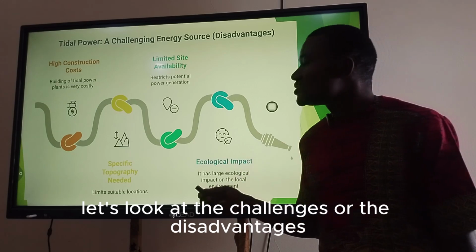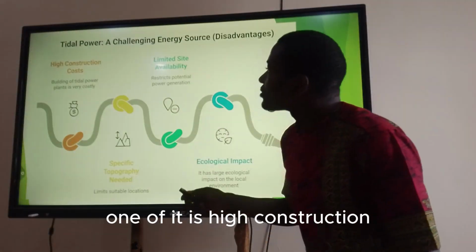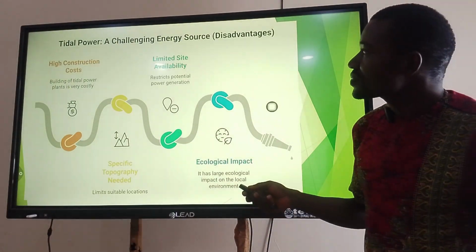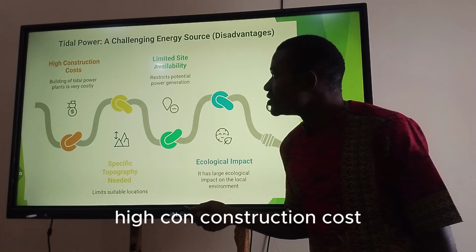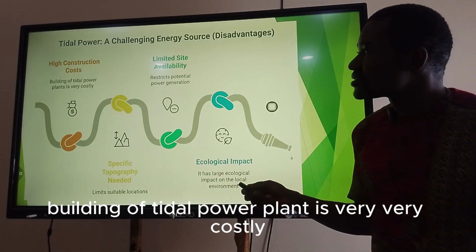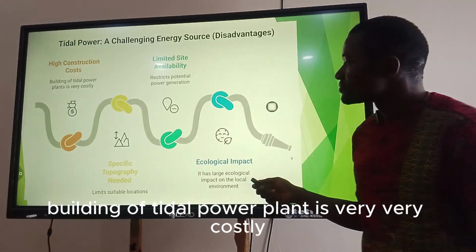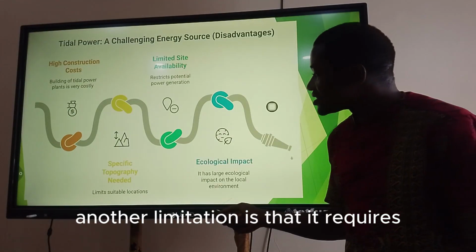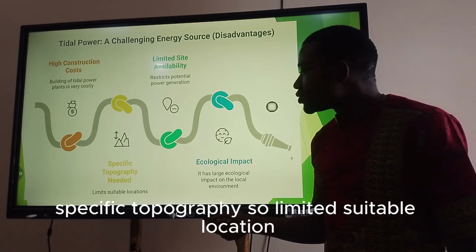Let's look at the challenges or the disadvantages. One of it is high construction cost. Building of a tidal power plant is very, very costly. Another limitation is that it requires specific topography.